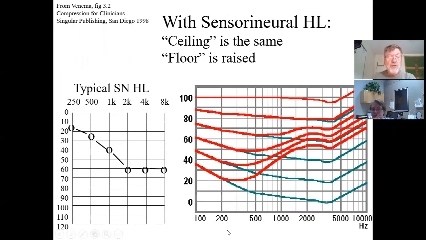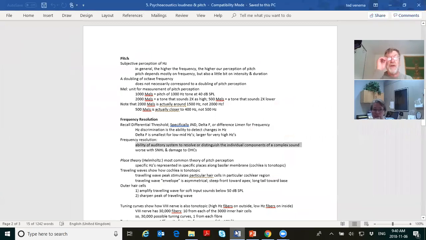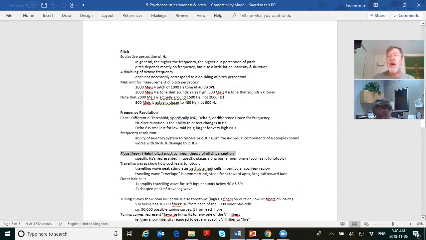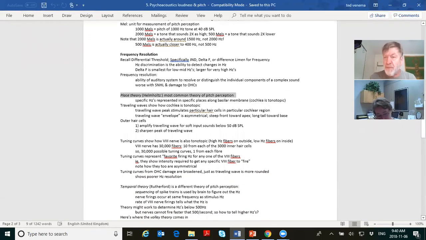So when we now go to our notes, what do we have here? Place theory. Put a star by that. Place theory is Helmholtz. Helmholtz said specific frequencies are represented in specific places. Lows are represented at the apex, highs are represented at the base. The place theory is the most easily recognizable theory of pitch perception. So that's usually how we describe pitch perception. Specific frequencies are represented in specific places.